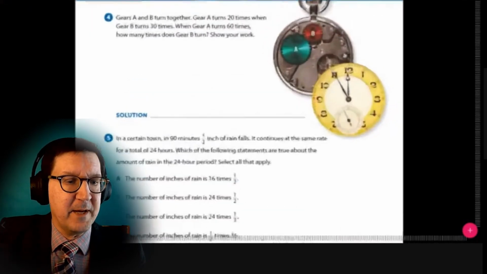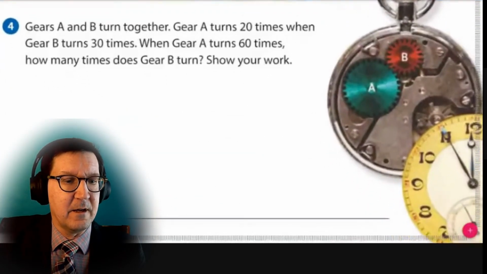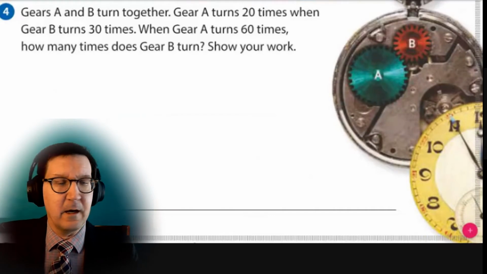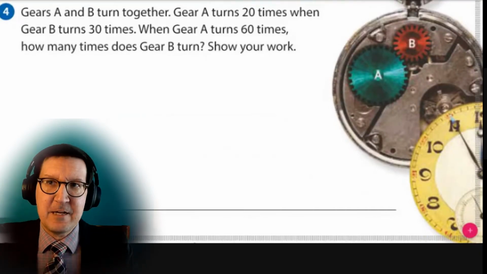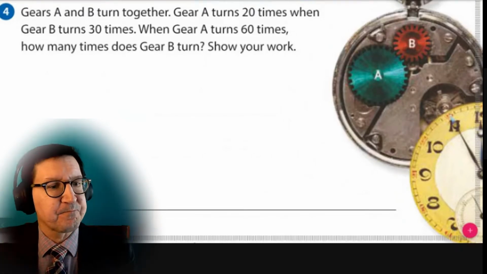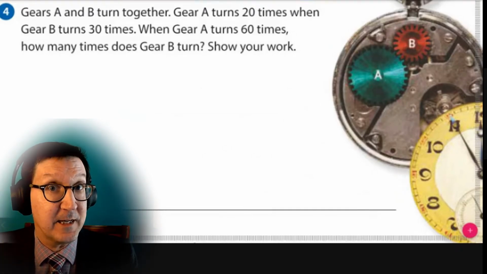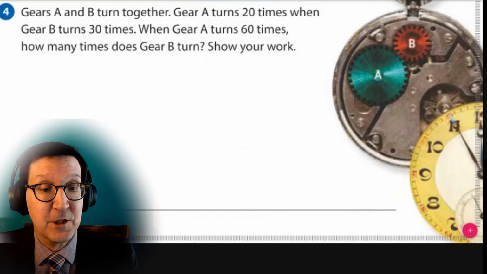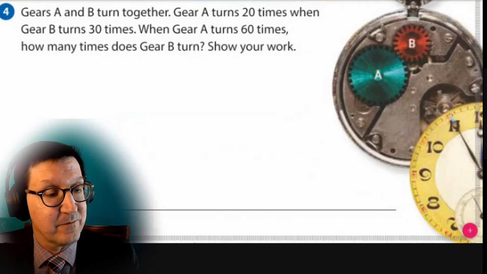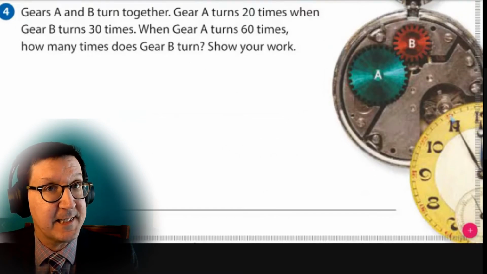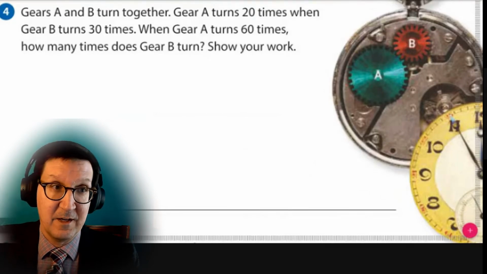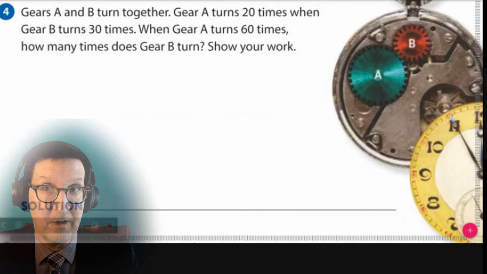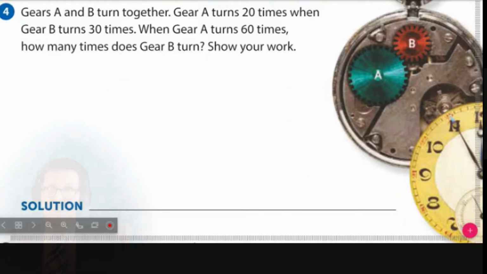Let's move over to page 95. We have a little clockwork question here. See how you do on this one. Gears A and B turn together. They're in mesh, right? Gear A turns 20 times when gear B turns 30 times, because gear B is smaller than gear A. So when gear A turns 60 times, how many times does gear B turn? So try that out, show your work. When we come back, we'll talk about it.